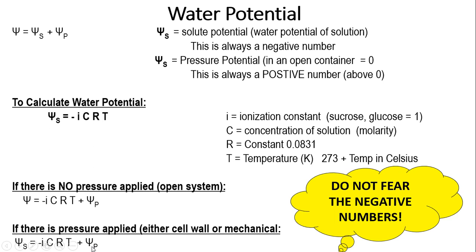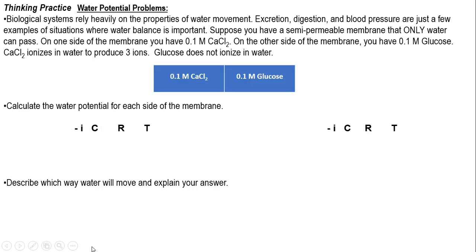If you get a positive number, you did something wrong. You've got to go back and do it again. Okay? All right, so here are some practice problems. So you have a situation here.